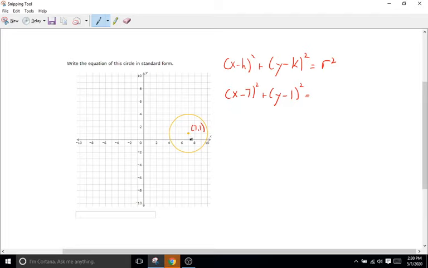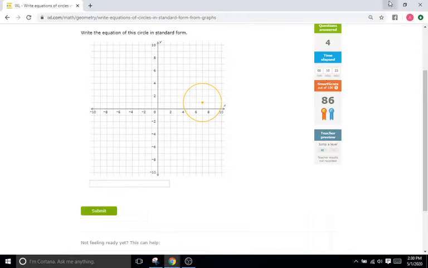Our radius looks like if we go from +1 to +4, that's going to be 3. So 3 squared is just 9, and that already is our equation. So we have x minus 7 squared.